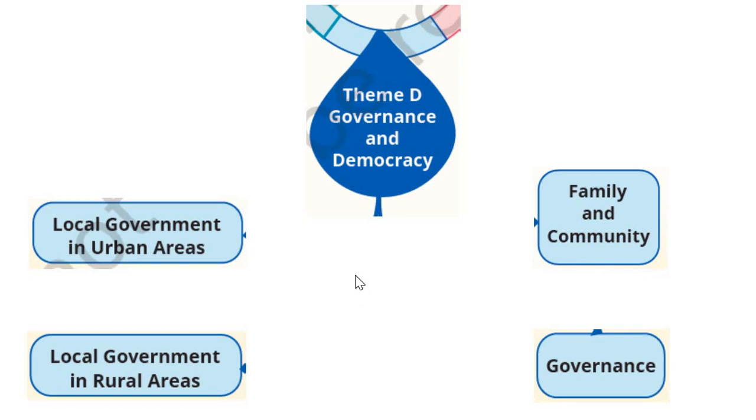Okay, the next theme is regarding governance and democracy. Here, we will talk about 4 chapters. First is family and community, then governance, after that local governance in urban areas, and then local government in rural areas. Okay, so yes, 4 parts, 4 different chapters in this theme.